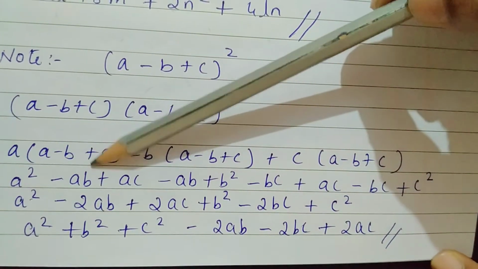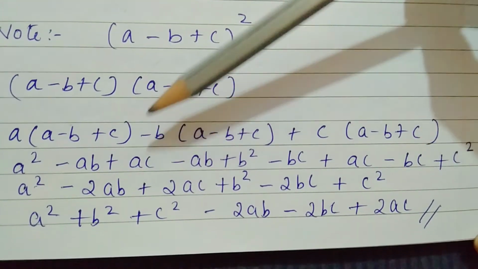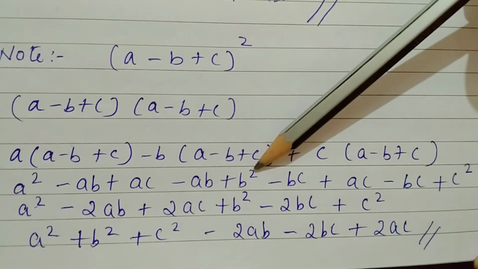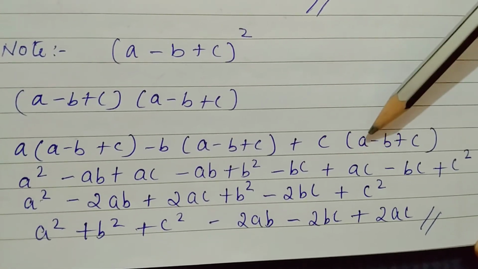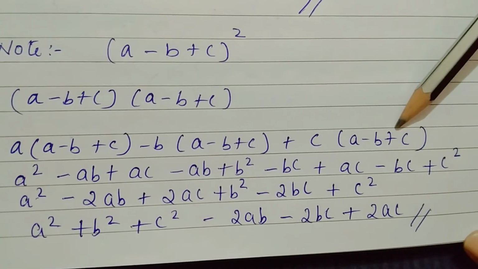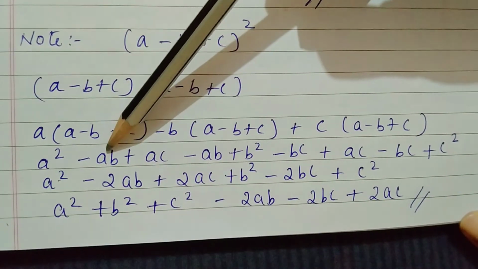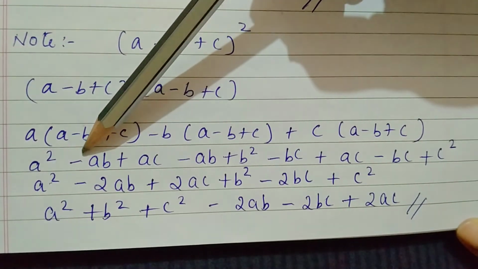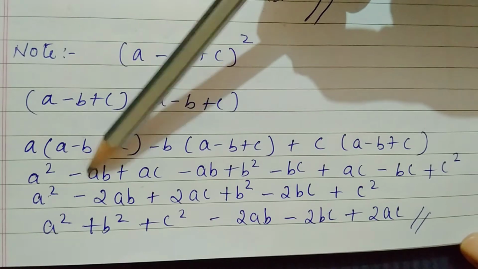A into a is a square, minus a into b is ab, plus ac, minus ab. Minus into minus is plus, b square, minus into plus is minus bc, plus ac, plus into minus is minus, b into c is bc, minus bc, plus c into c is c square. A square, now minus ab and minus ab. So minus 2ab. The sign is minus only, but minus into minus is plus.